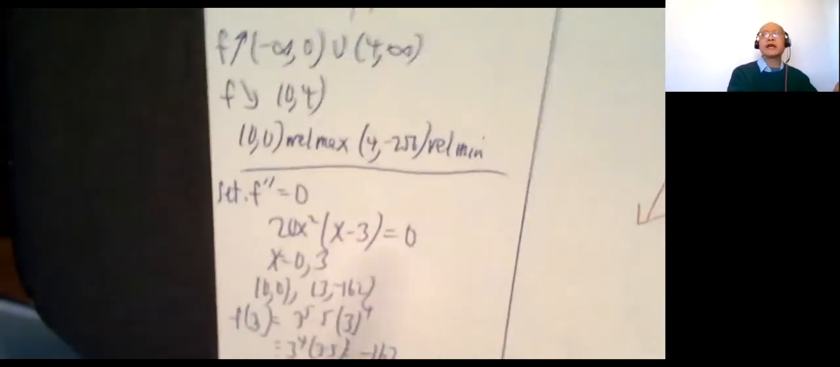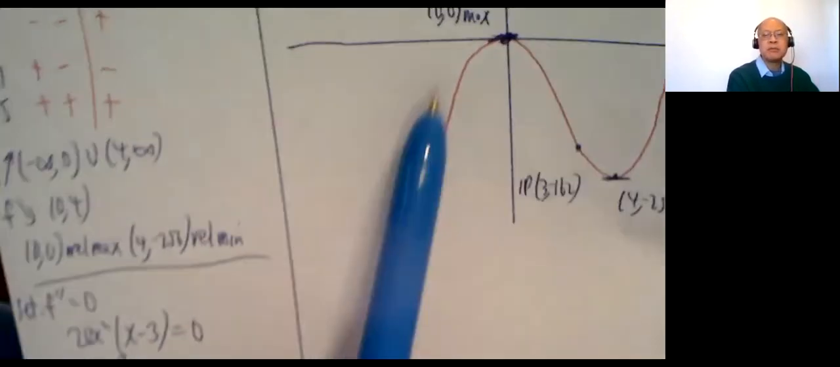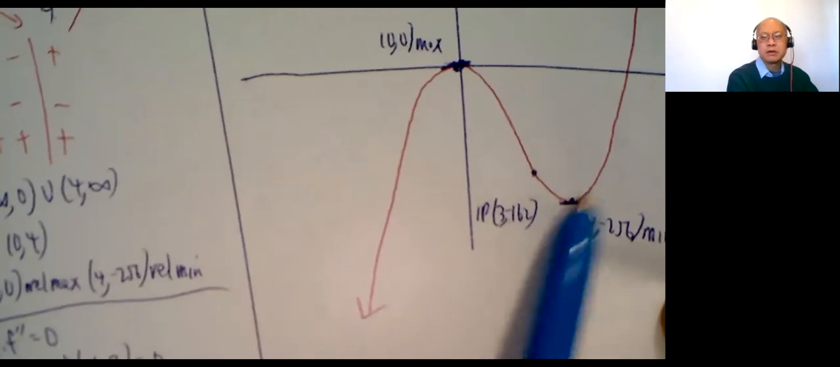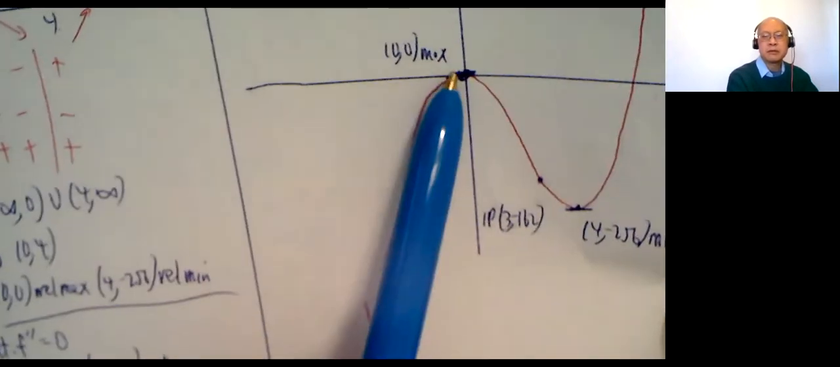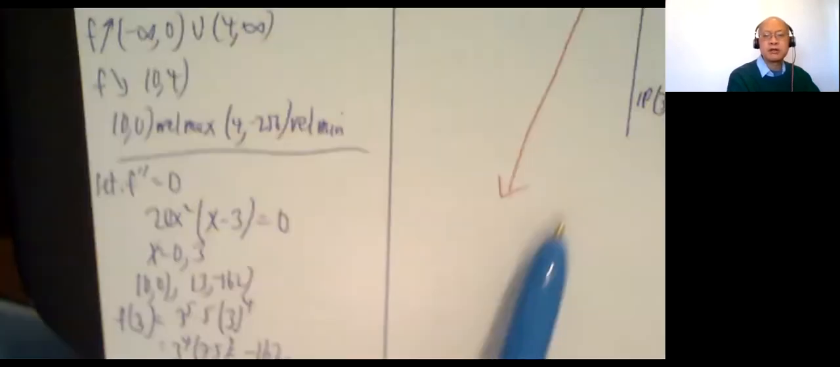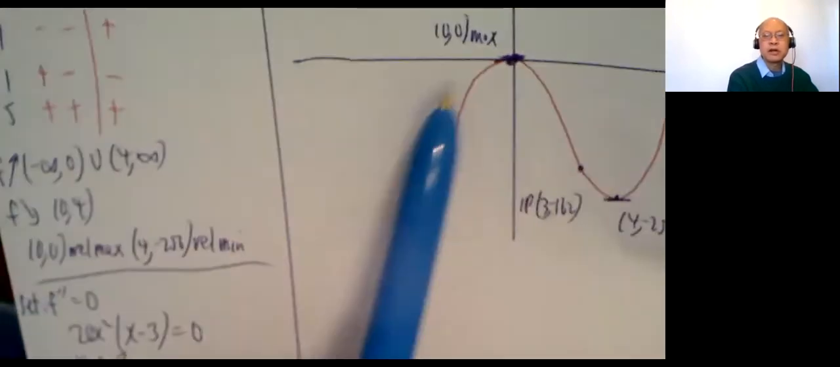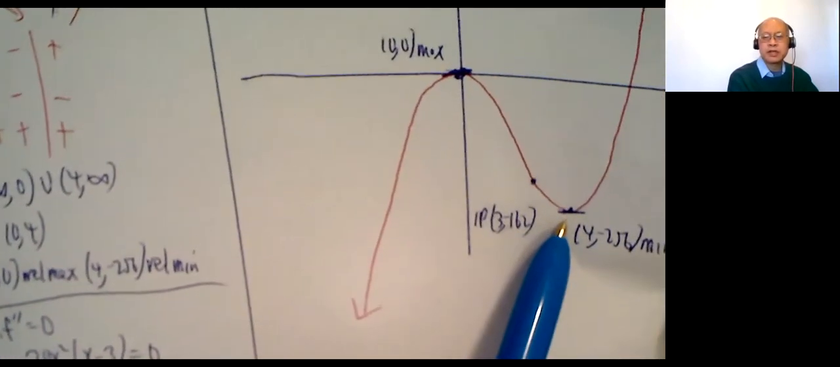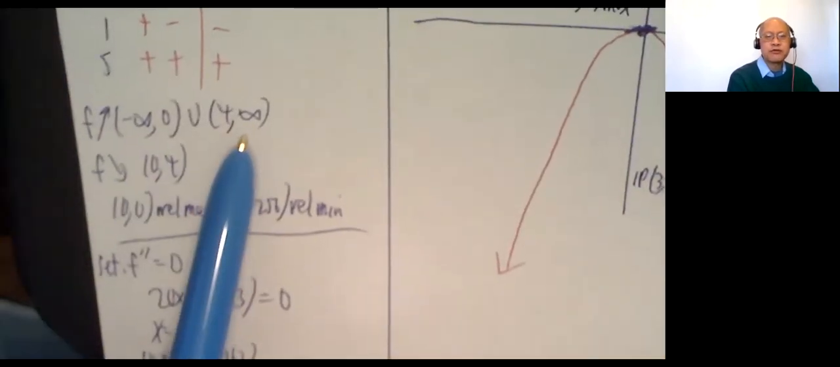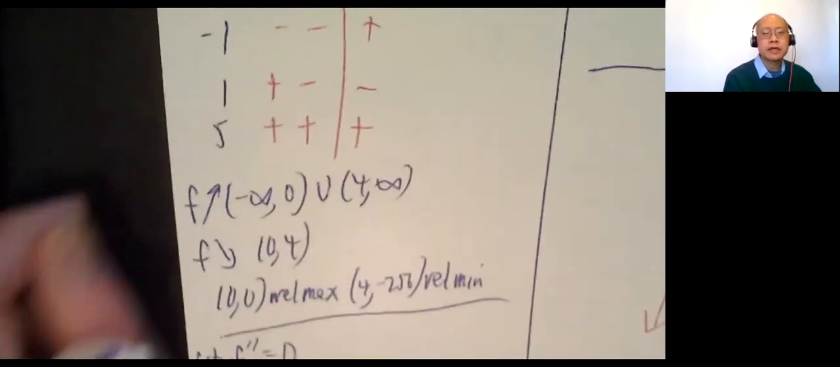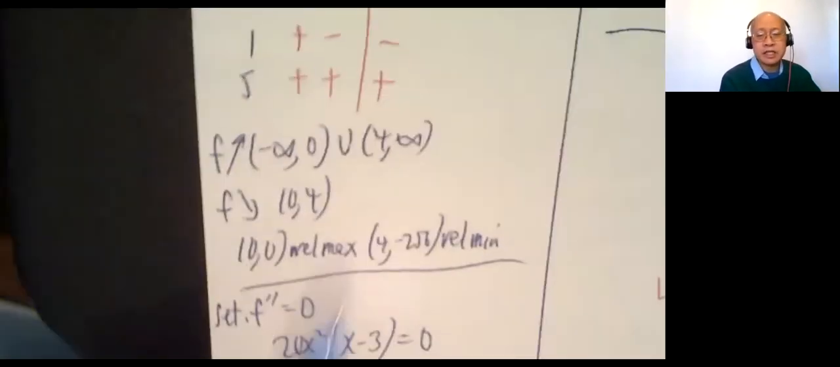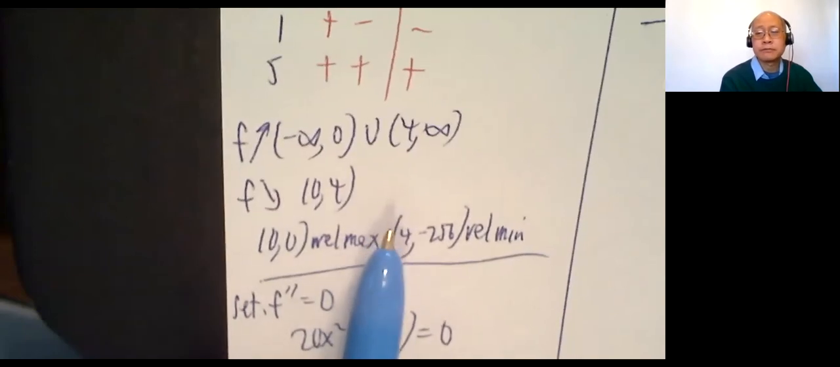If I temporarily ignore concavity, here we are. Up, down, up. Maximum, minimum. Increasing from negative infinity to 0, there it is, up to 0. Then between 0 and 4, decreases down to negative 256. And after that, from 4 to infinity, the roller coaster goes back up again. So that's the first derivative analysis, same as last time, same as the quiz that I'm going to give you shortly.